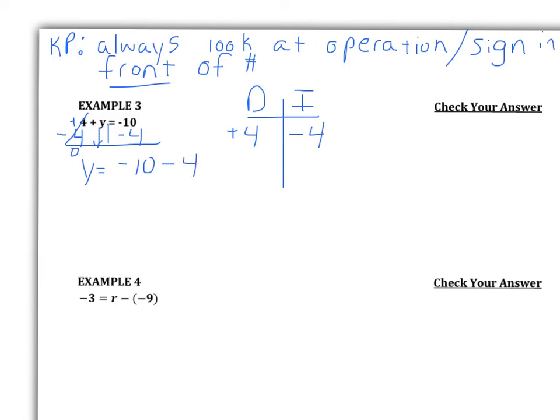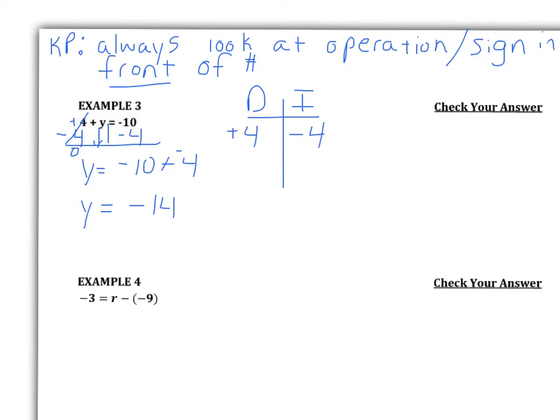To review adding and subtracting integers, we don't like subtraction, so we keep the sign on the negative 10, change it to addition, and change the sign of only the next number. Now that we have addition, take the sign of the bigger number, which is 10, so it's negative, and since the signs are the same, we add them. So y in this case is negative 14.